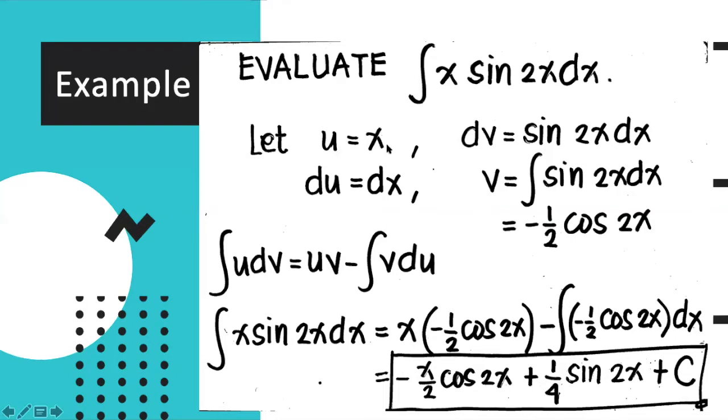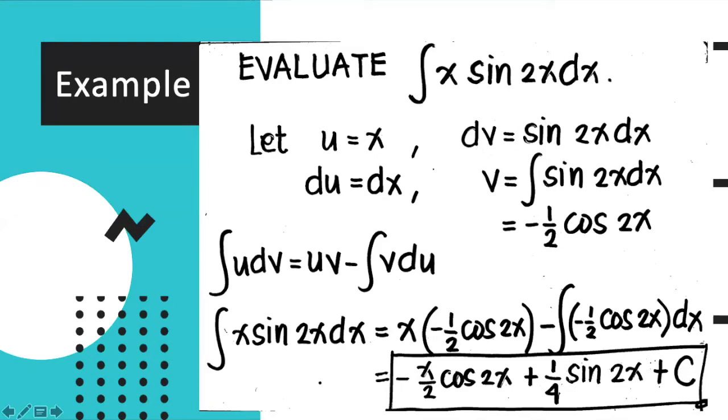Of course, you will differentiate u equal to x. So the differential of u is equal to dx. Now, the other part of the integrand, which is sine 2x dx, will be our dv. Take note that the differential v, dv, is equal to sine 2x dx. So by parts: one part we let as u, and the other part of the integrand is dv.